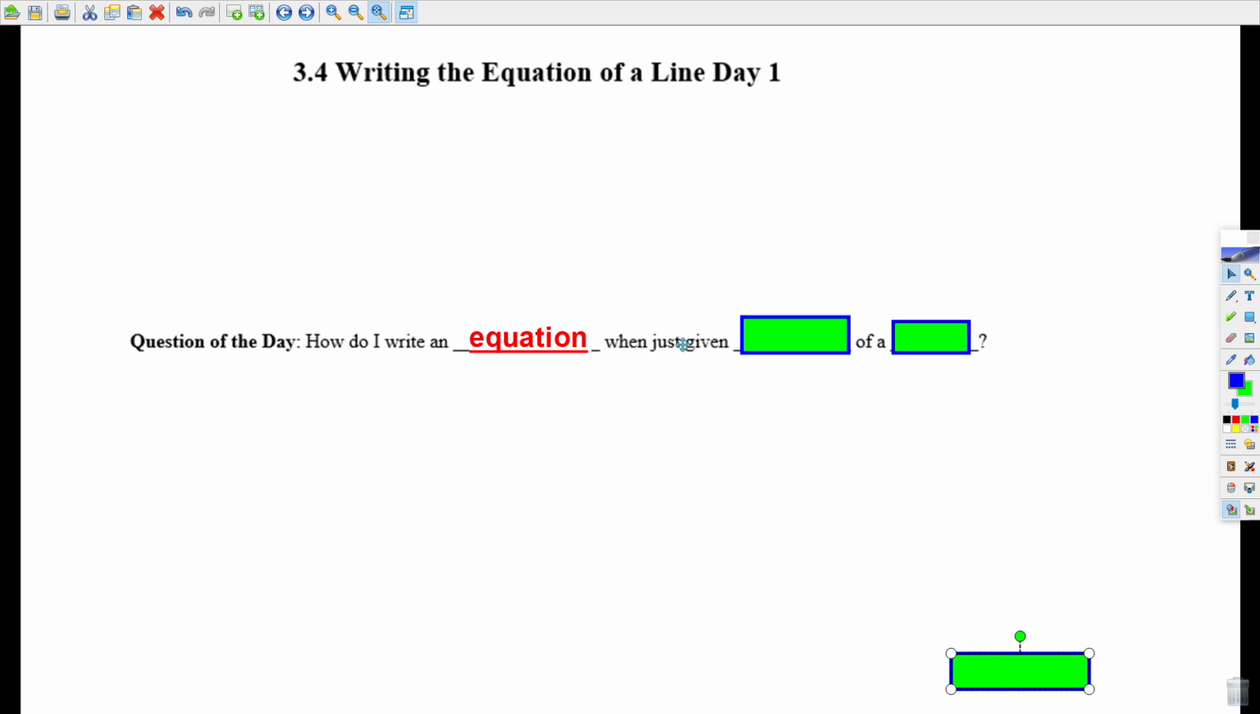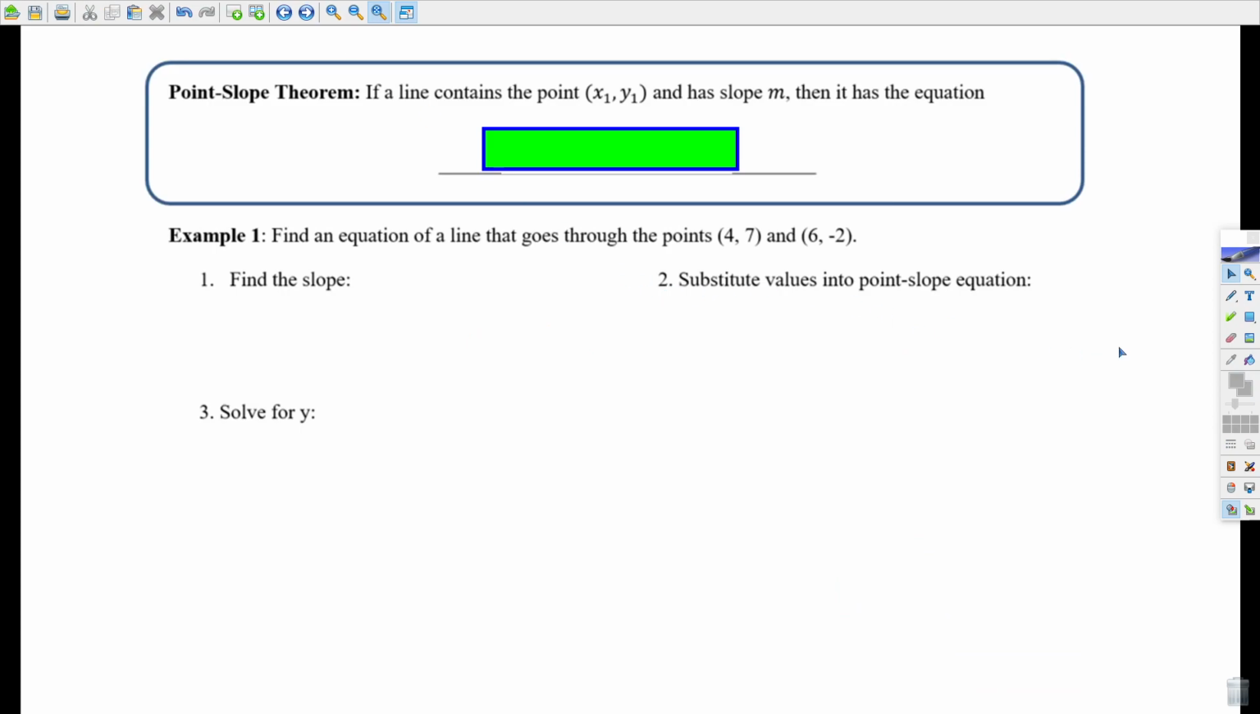So what we're going to do today is how do you write an equation when you're just given points for the line. So we will only be given 2 points, and we're going to write an equation from it. So how do we do that? Really, the only theorem we need to know is called the point slope theorem.